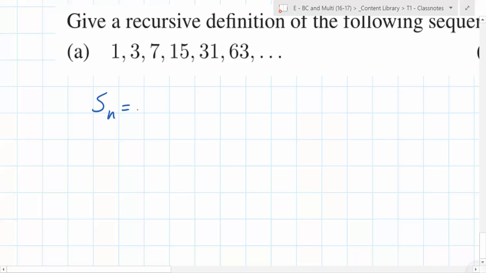Did you all get the same? Yeah. So is it 2 times Sn minus, I think it was 2 times Sn minus 1, like that? And then what? Plus 1. So you double the one before and you add 1.